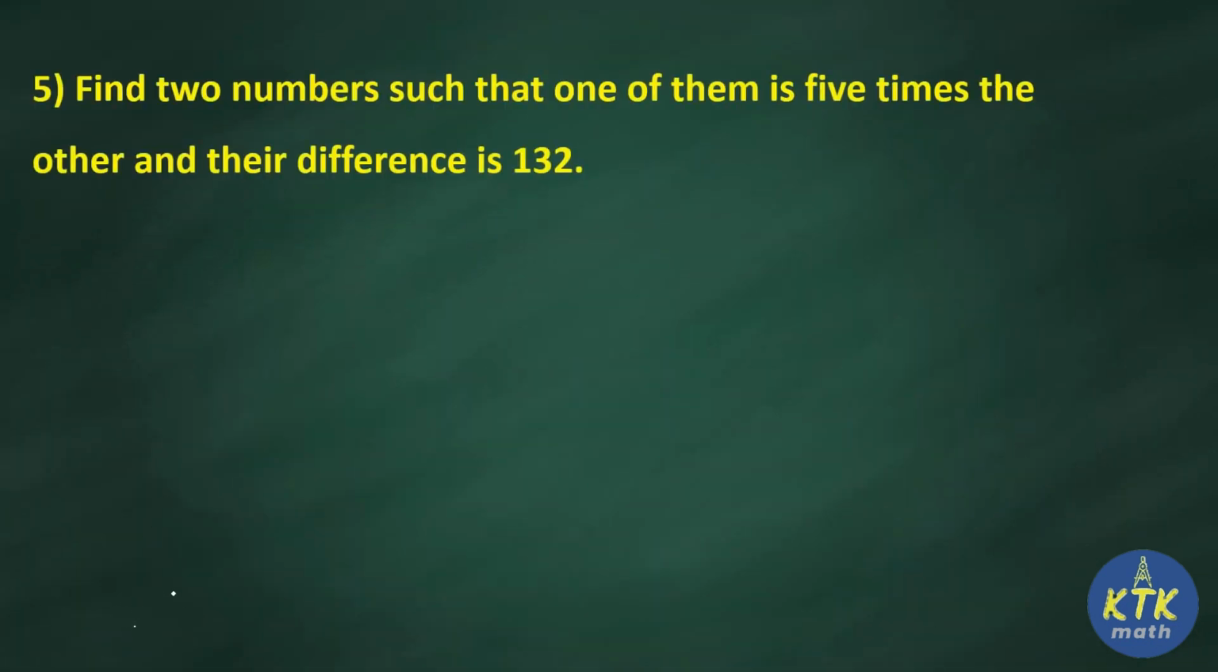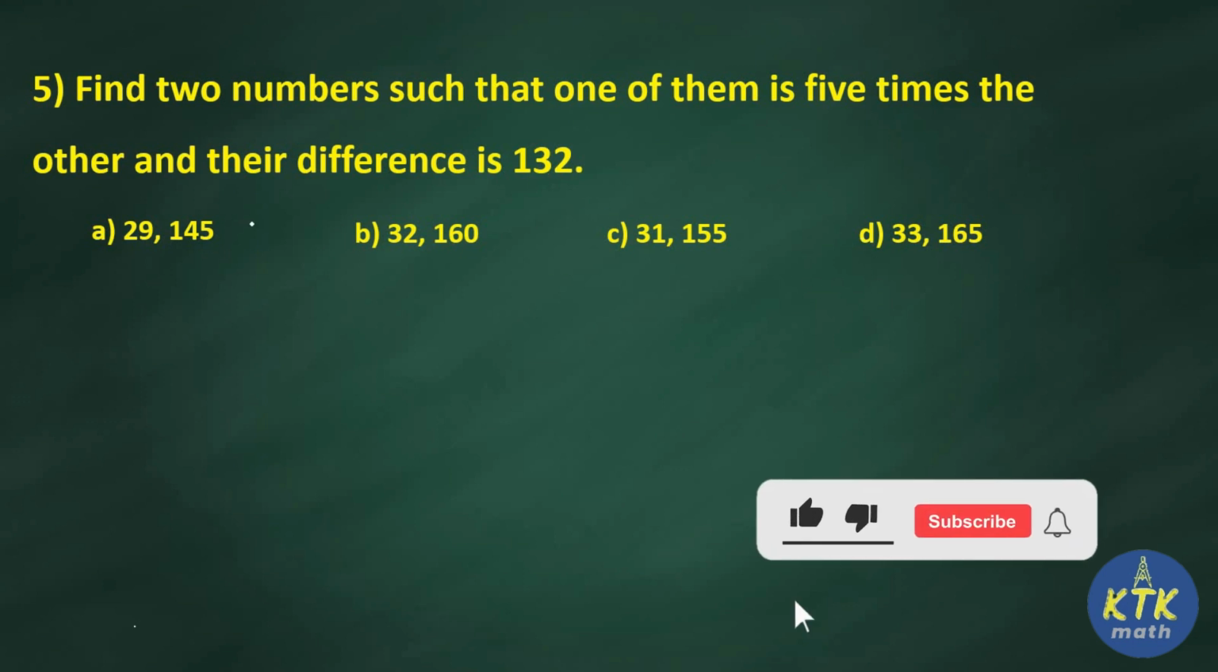Question number 5. Find two numbers such that one of them is 5 times the other and the difference is 132. Exactly the same as the previous question, but in the last question they mentioned sum, here they are mentioning difference, and the clue is one number is 5 times the other number. We'll check the options there: 29 and 145, 32 and 160, 31 and 155, 33 and 165. So as I told you already, based upon the options also you can find the answer. Whichever difference is 132, that will be your direct answer.